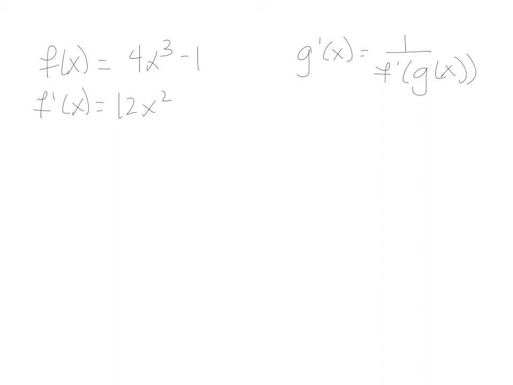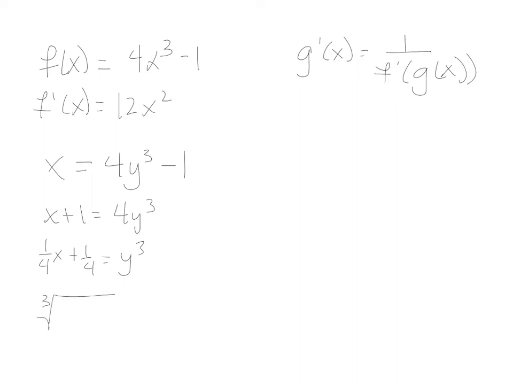Now we need to think what g of x is. To get g of x, we need to replace the y with the x. So x equals 4y to the third minus 1. So x plus 1 equals 4y to the third. I'm going to divide by 4, so 1/4 x plus 1/4 equals y to the third. And then we have the cubed root. Since it's my inverse, this is f to the negative 1, and I'm going to change this to g of x.